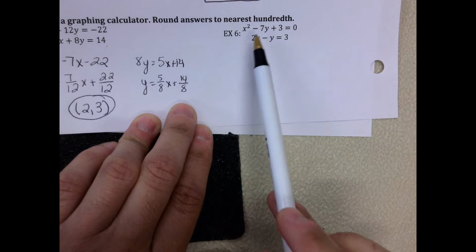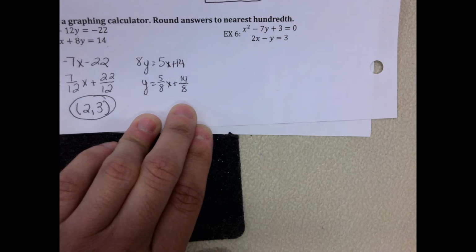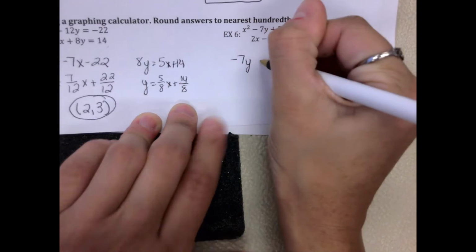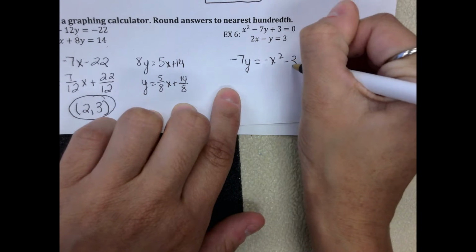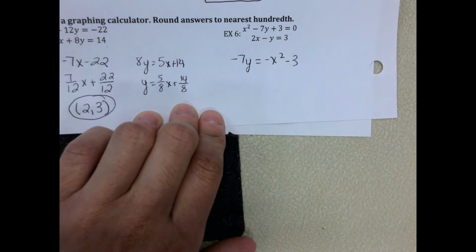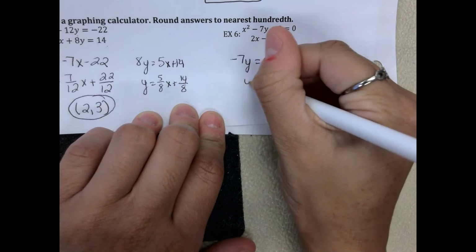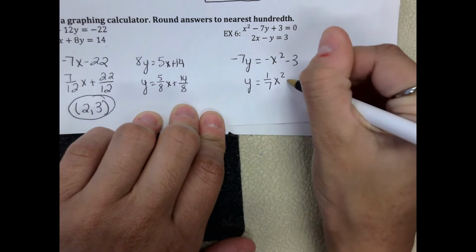So on my top one, x squared minus 7y plus 3, I'm going to move both the x squared and 3 to the other side. So I have negative 7y equals negative x squared minus 3. Now I'm going to divide both sides by negative 7. So I have y equals, I get a positive 1/7 x squared, then plus 3/7.